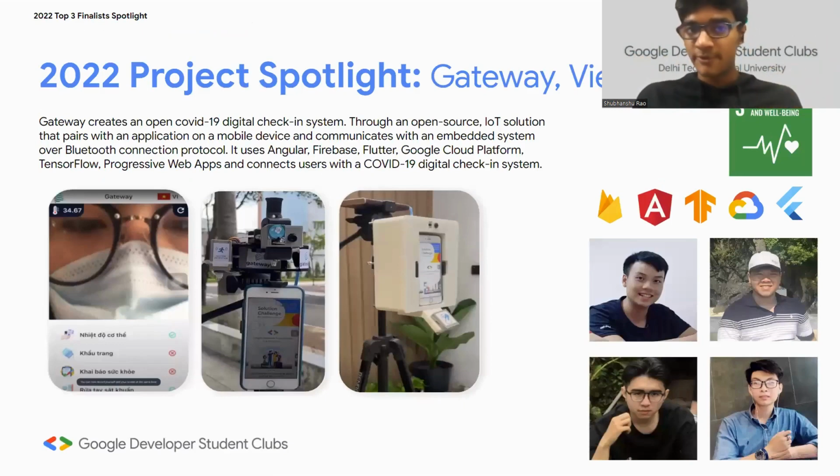So if you are still confused about what kind of solution you need to build, here's a quick look at Gateway. They were from Vietnam. They were the winner of the 2022 Solution Challenge. They basically made a COVID-19 digital check-in system. And the goal that they selected was Sustainable Goal 3, good health and well-being. Some of the tools that they used were Flutter, Google Cloud, TensorFlow, Angular, and Firebase. You can check them out on Google and get to know more about their project.